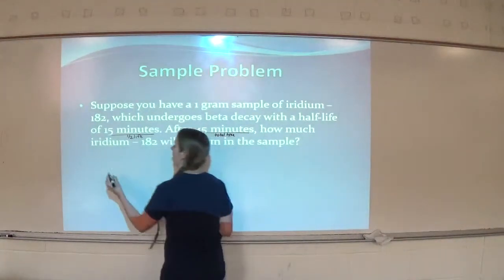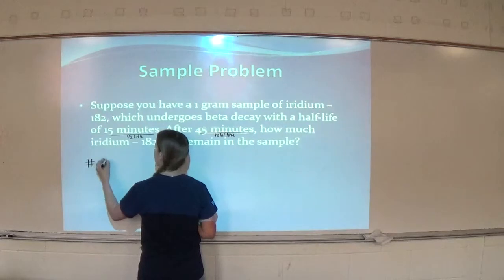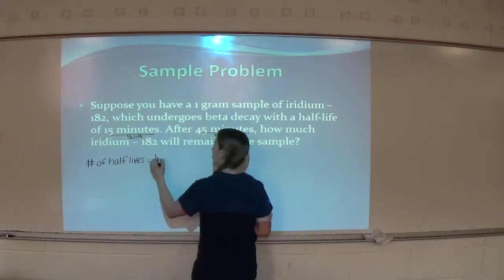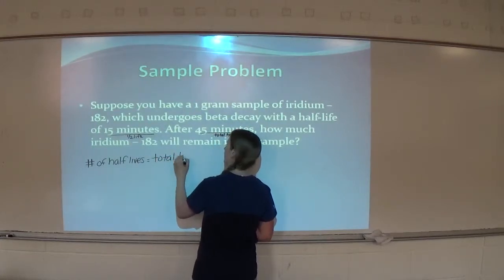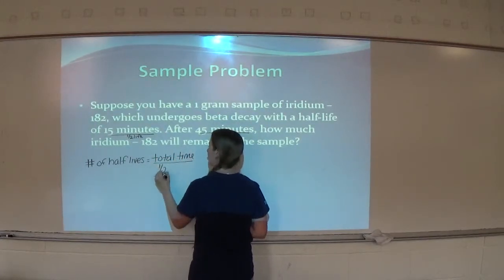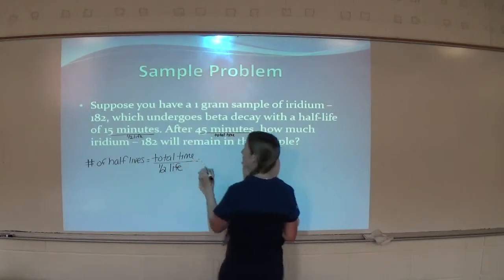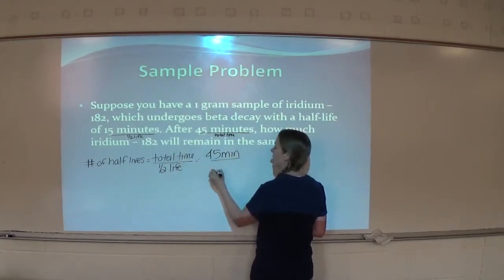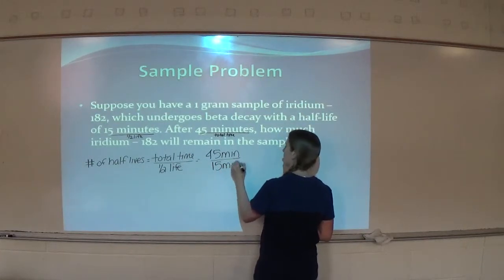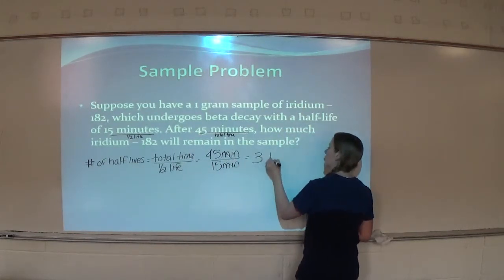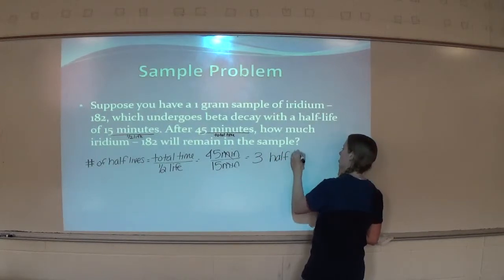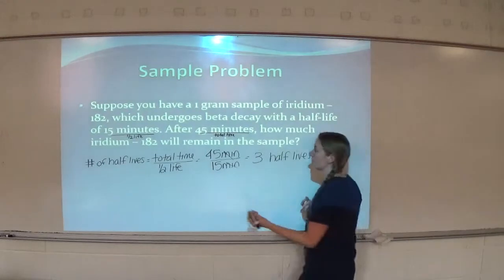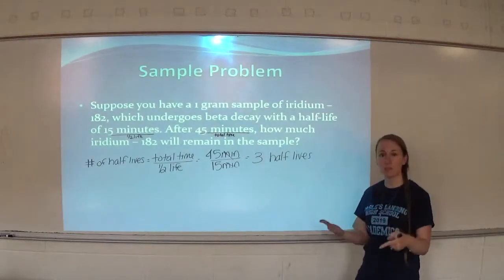Okay, so remember our number of half-lives equals my total time over one half-life. So my total time is 45 minutes. One half-life is 15 minutes. So of course minutes cancel. So that means 3 half-lives have passed. 3 half-lives. So we're starting with 1 gram. So in other words, I need to halve it 3 times.